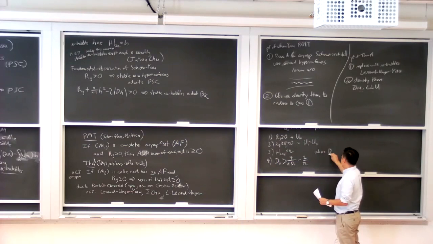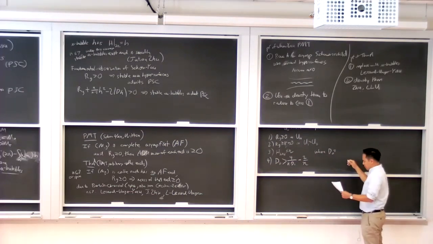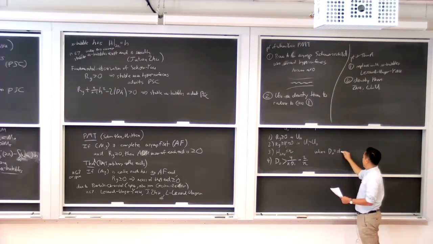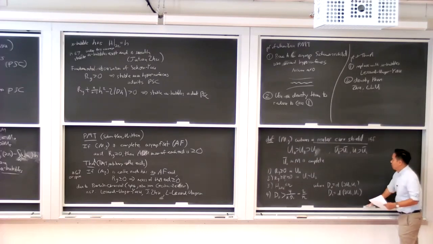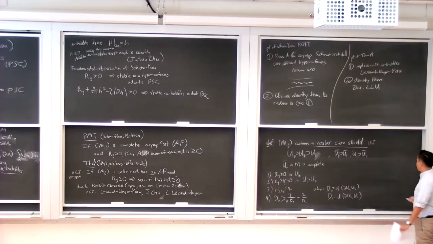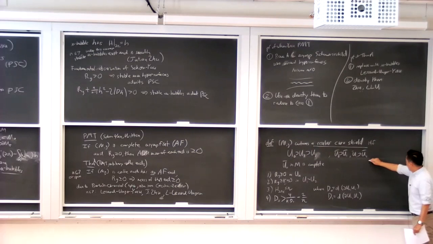What are D0 and D1? They're very simple. D0 represents the distance between the boundary of U0 and U1, and D1 is the distance between the boundary of U1 and U2. Let me draw the picture out here.